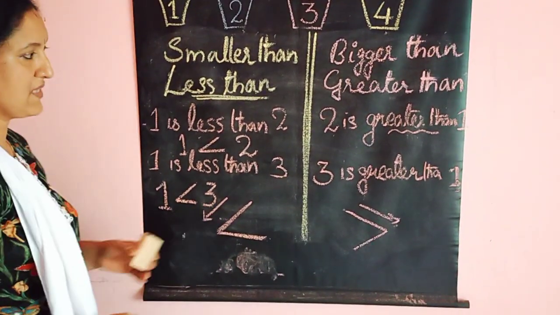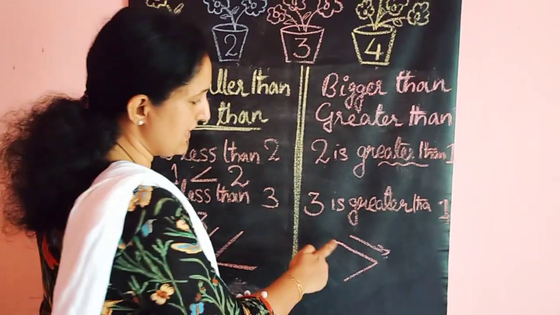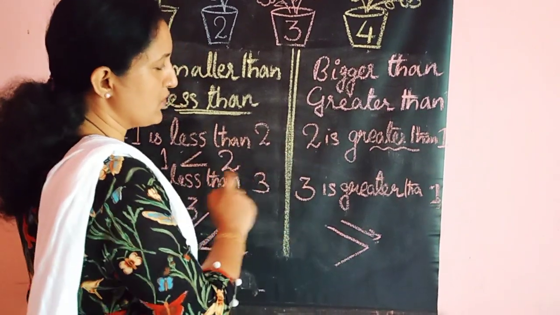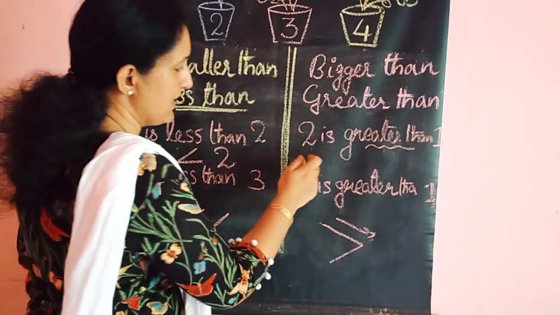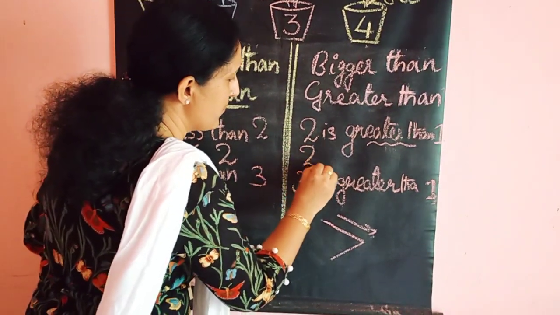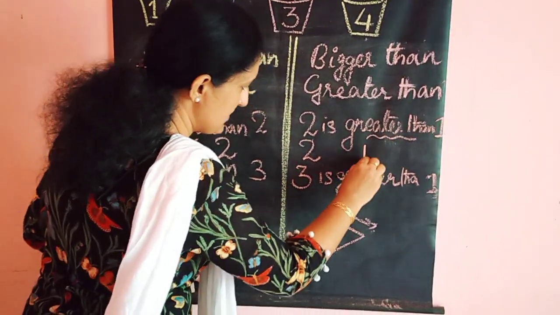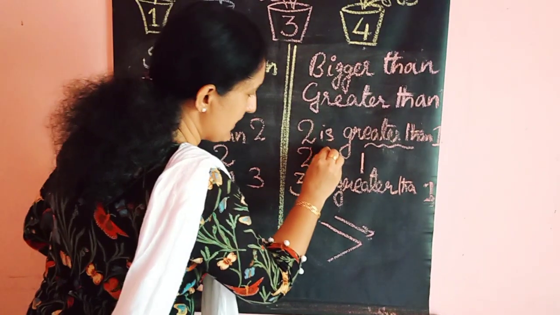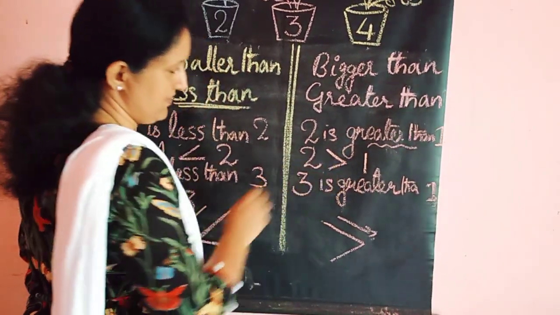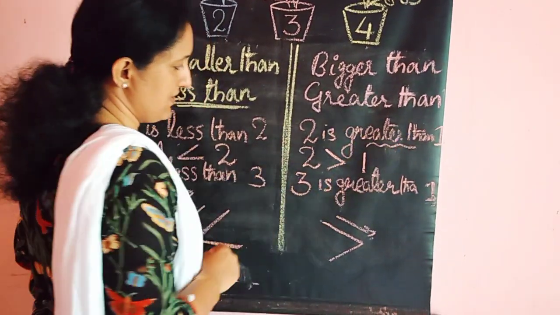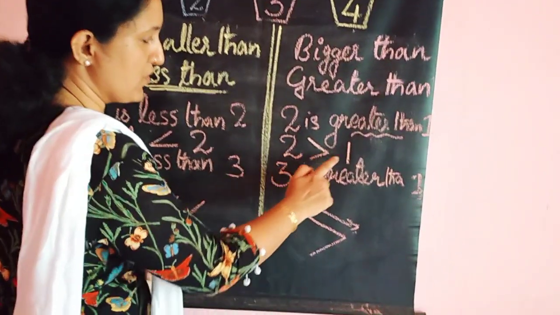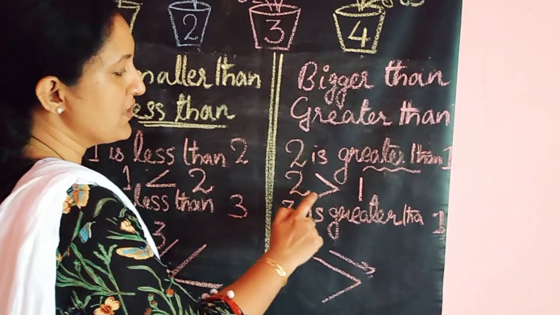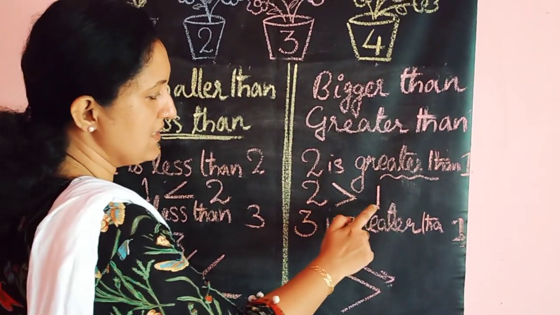Correct. Now look here. This is our greater than symbol. How can you rewrite this using this symbol? Here we compared 2 and 1. So 2 greater than 1. No need to write this. If we use the symbol, it's understood. How can you read this? 2 is greater than 1.